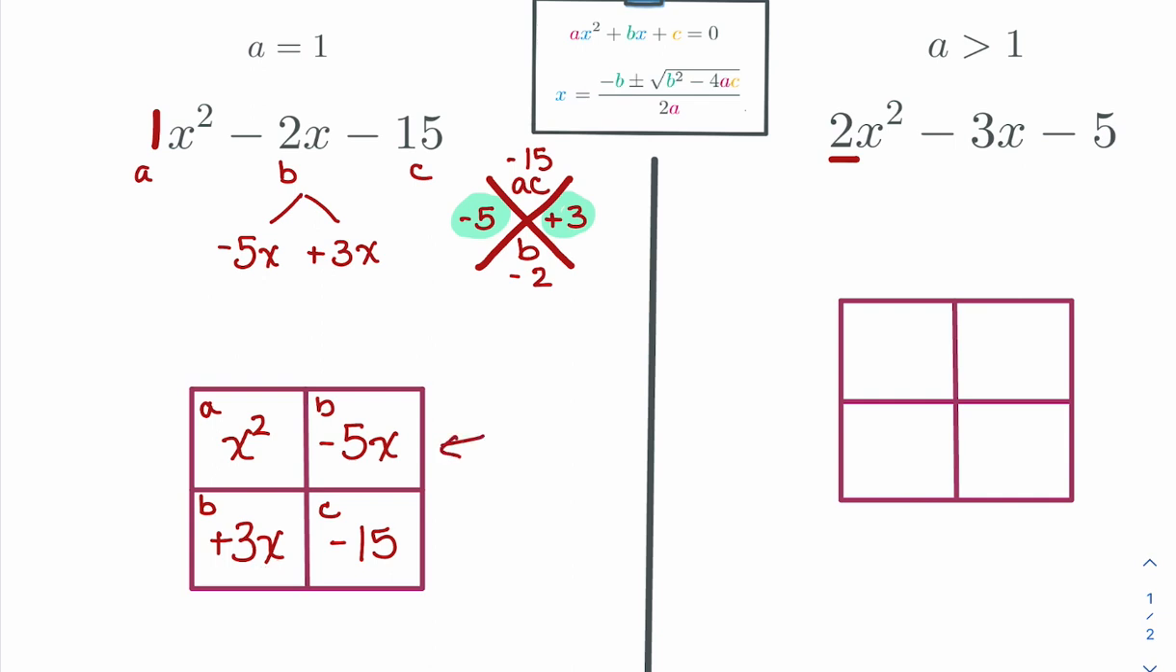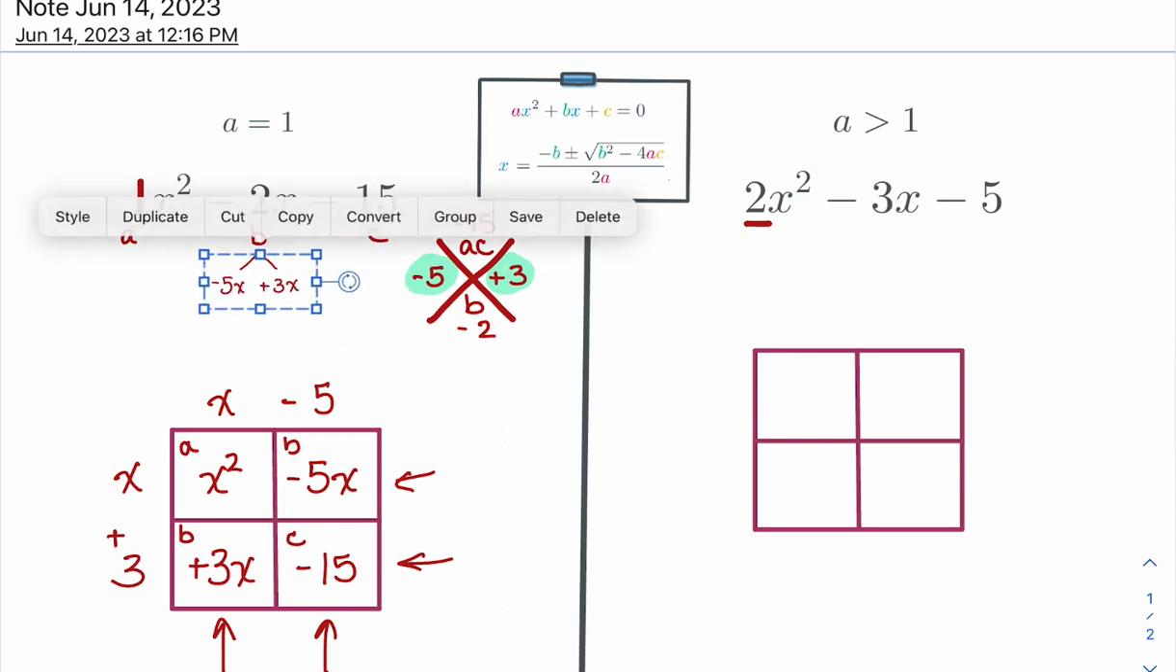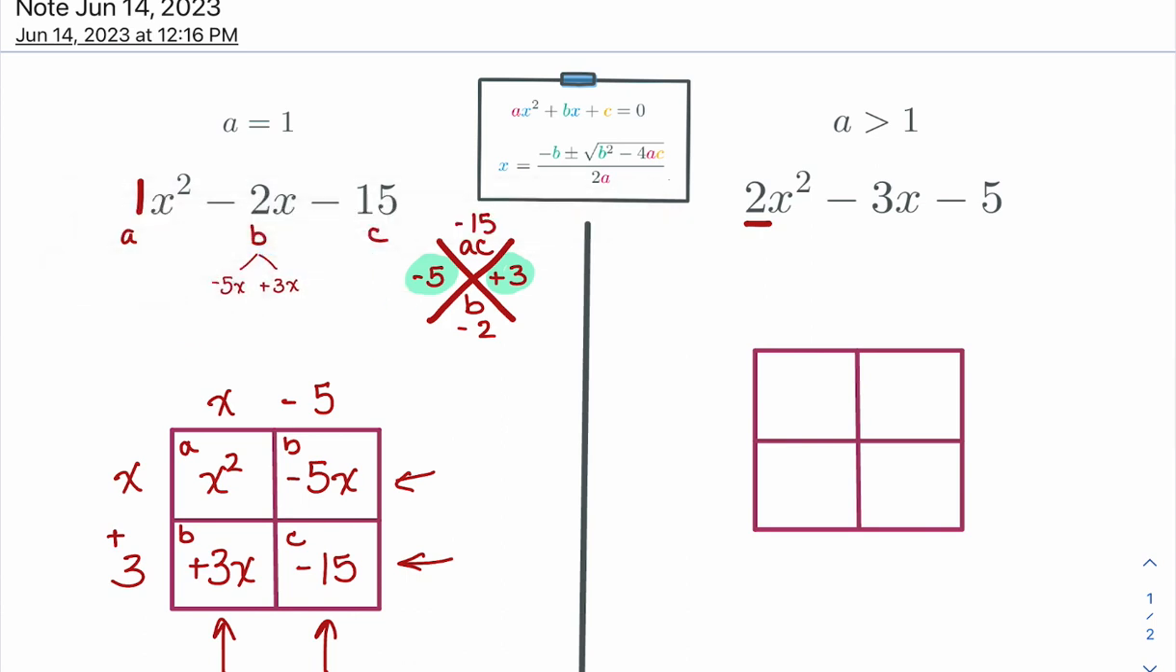Then we're going to look to see what those two terms in that first row have in common. They share an x. These two terms share a positive 3. And then these two terms share an x. And these two share a negative 5. So then this factors to be x plus 3 times x minus 5. And if you notice, in this case, that's what we got here. We got x minus 5, x plus 3.